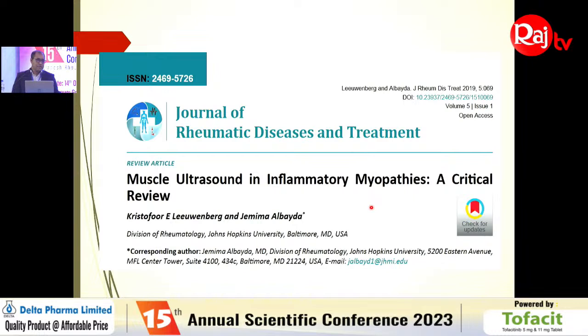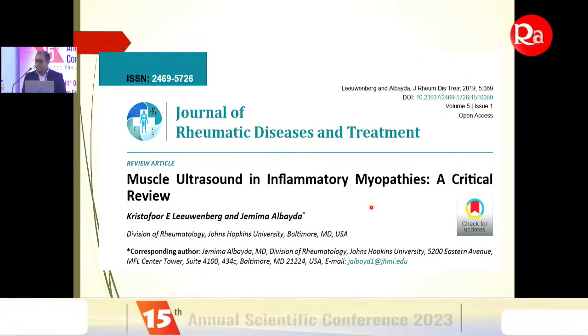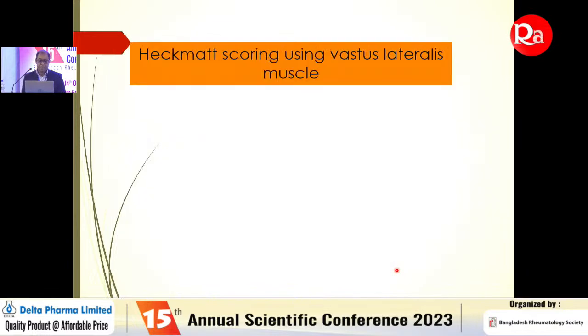Here is an important slide, that is muscle imaging. Muscle imaging could be done by ultrasonography, and here is a journal showing that inflammatory myopathy could be identified by musculoskeletal ultrasonography. Here is normal muscle structure, feather or vein on leaf pattern, and in transverse, starry night pattern.